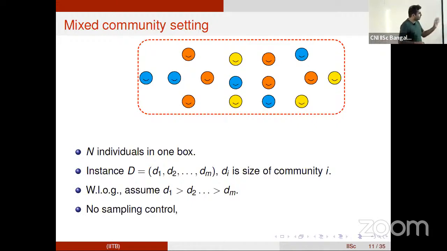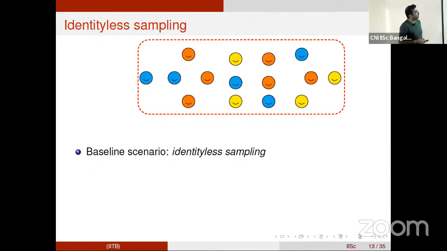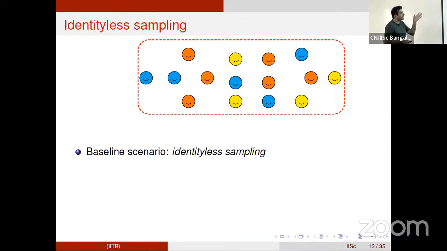Okay, and so as I said before, there is no sampling control here. These individuals are sampled uniformly at random. Then, for example, first you might sample this individual. Then at the end of those t samples, you have to come up with a decision rule and give an output saying which of these communities you think is the largest, and that will give us the probability of error. We want to minimize this probability of error after t samples, for a given fixed value of t. Okay, so we'll start with a baseline scenario, which we call identity-less sampling.